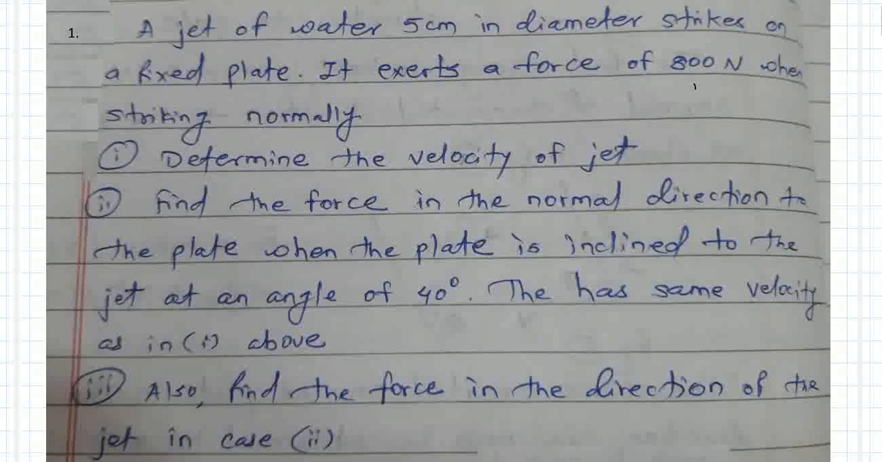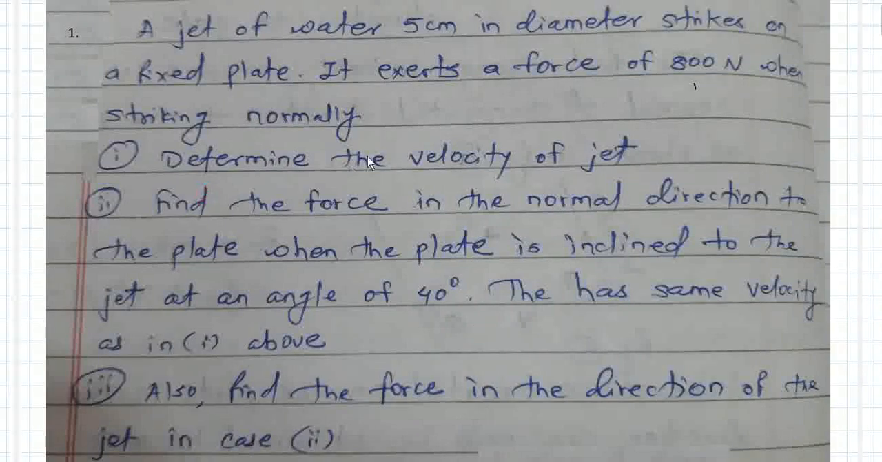First, determine the velocity of the jet. When we see case number 1, we have to calculate the velocity of the jet, and the numerical mentions it exerts a force 800 Newton when striking normally. So for this case we have to calculate the velocity of jet, that means V equal to what, meter per second. Second case, find the force in the normal direction to the plate when the plate is inclined to the jet at an angle 40 degree. That has the same velocity as in one above.